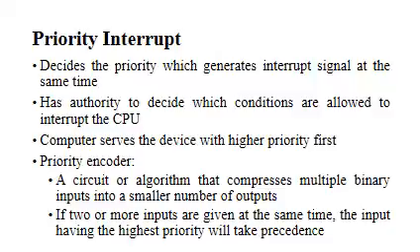A priority encoder is a circuit or algorithm that compresses multiple binary inputs into a smaller number of outputs. The output of a priority encoder is the binary representation of the original number starting from 0 of the most significant input bit. They are often used to control interrupt requests by acting on the highest priority interrupt input. If two or more inputs are given at the same time, the input having the highest priority will take precedence.